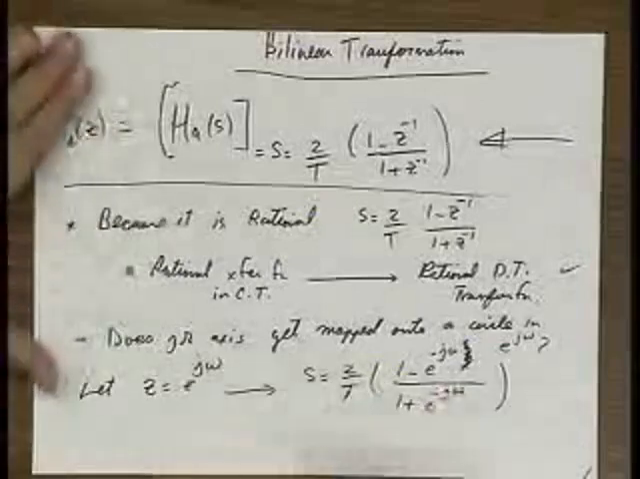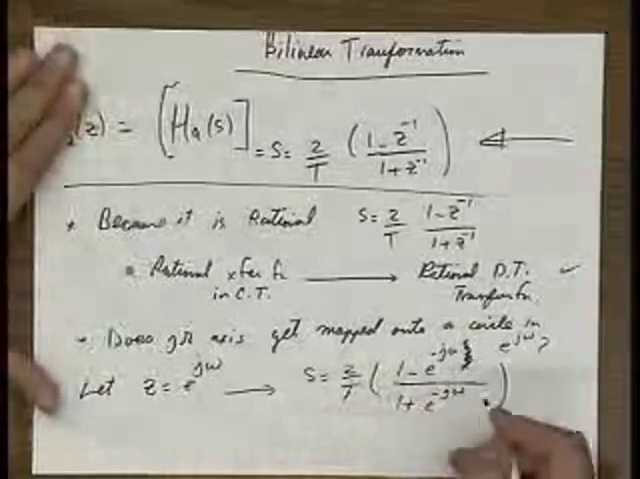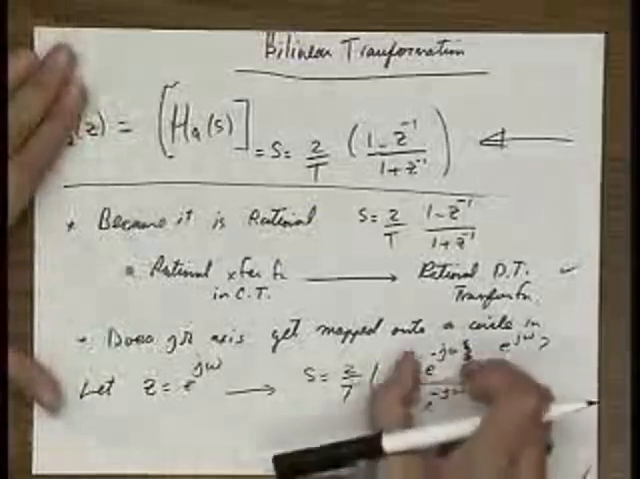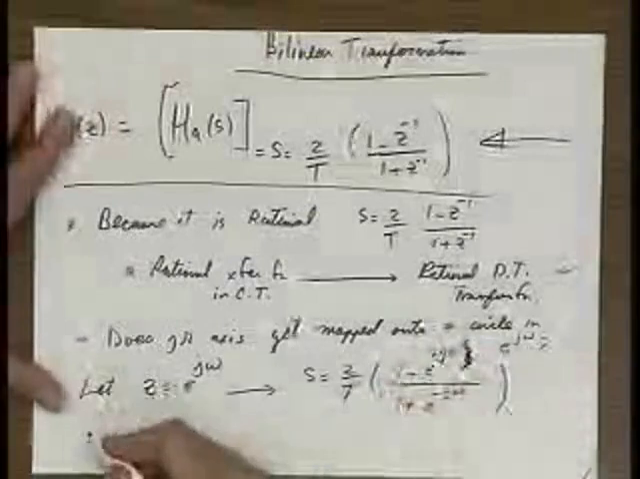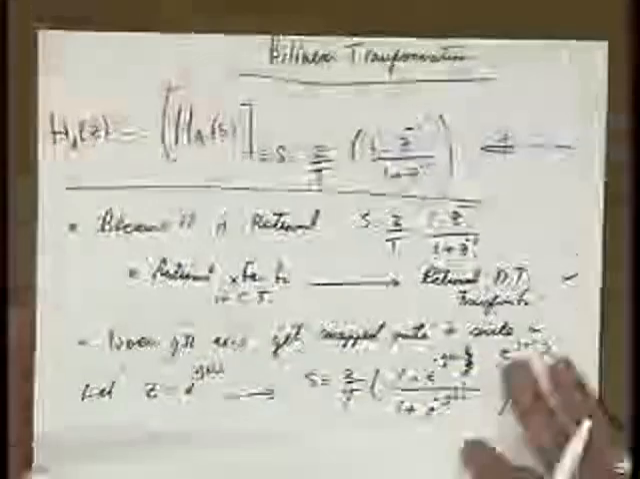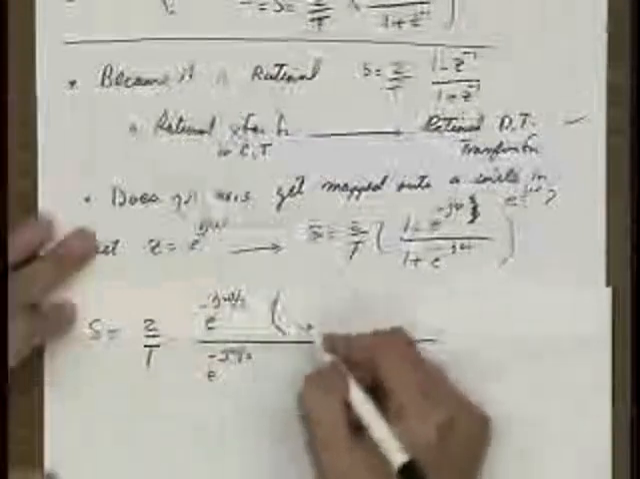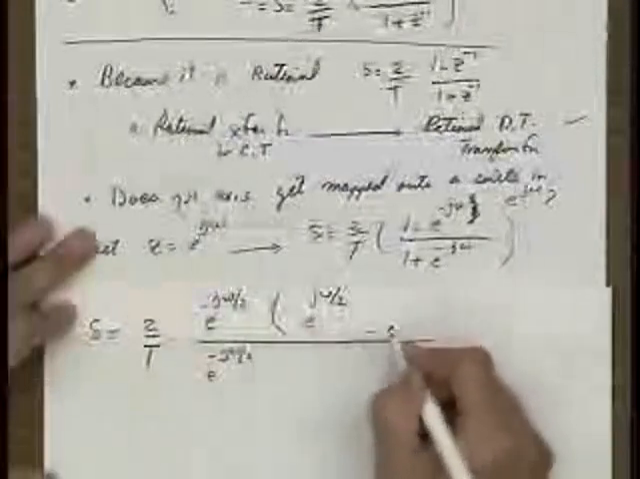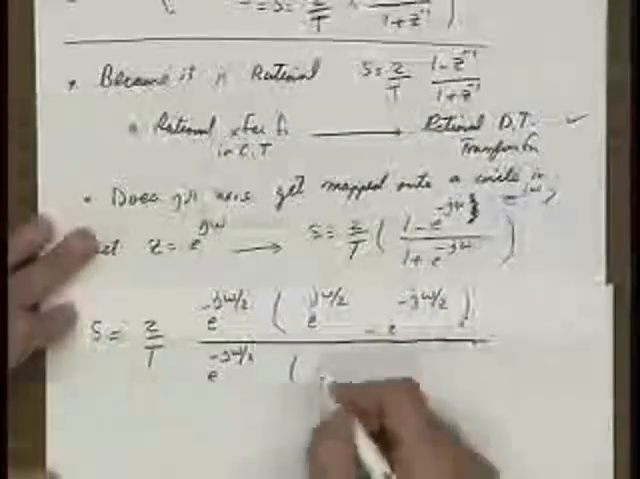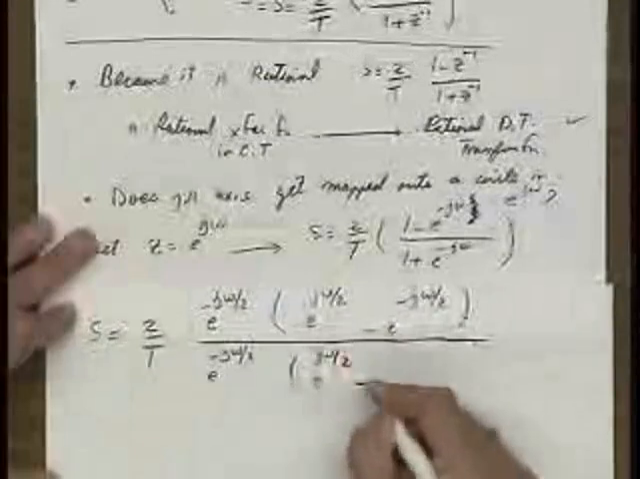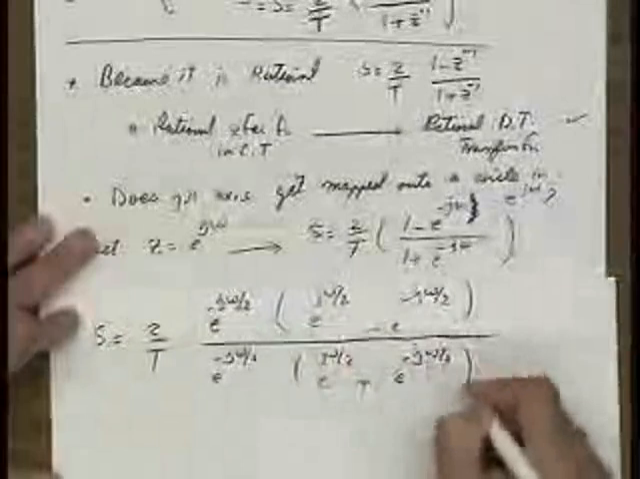So what can we say about these things? Well, why don't we factor out e to the minus j omega over 2 in the numerator and denominator, and what we get is the following. We get s is equal to 2 over T, e to the minus j omega over 2, e to the minus j omega over 2, and then e to the j omega over 2 minus e to the minus j omega over 2 in the numerator, and e to the j omega over 2 plus e to the minus j omega over 2 in the denominator.